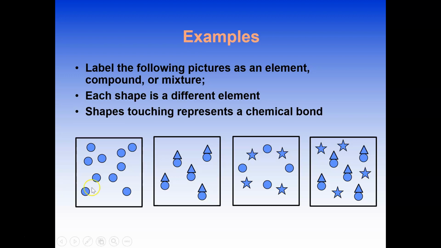All right, so in box number 1, we had only one shape, making an element. In box 2, we had two shapes, but they were all touching each other, making them a compound. In box 3, we had two different shapes, but they weren't touching each other, making it a mixture. And in our final box, we have kind of a combination of boxes 2 and 3. And it is also a mixture. It has compounds in it, but it also has other things, making it a mixture.